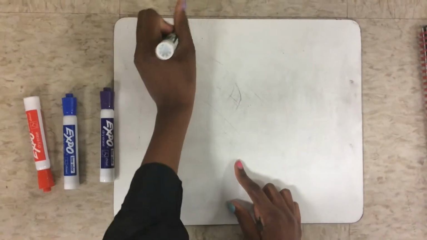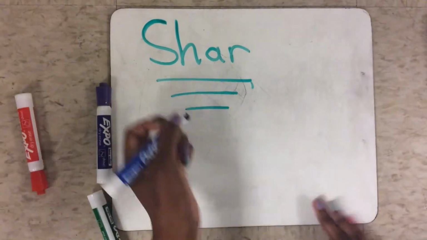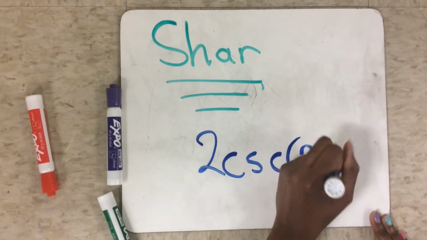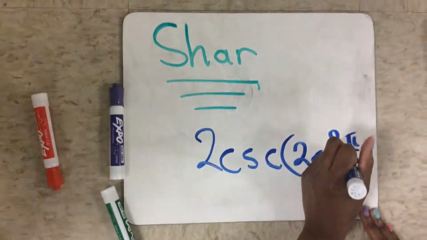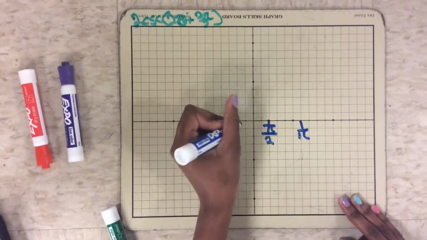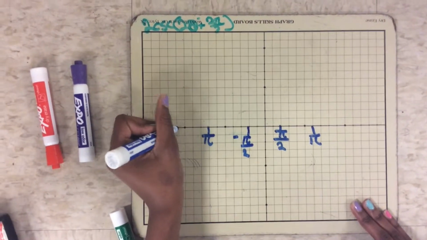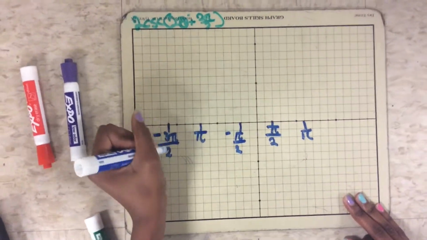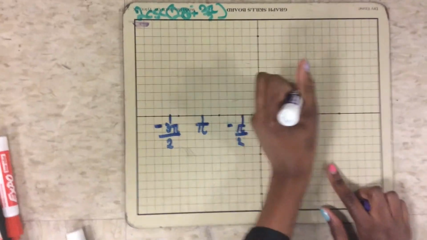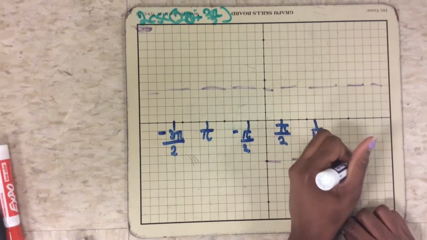Hi everyone, it's Shar again, and let's step it up and try something more challenging, like 2 cosecant, 2 theta, plus 2 pi over 3. So first you just write out your graph. You sketch the midline. After that, we'll flip the board over to calculate our shift.